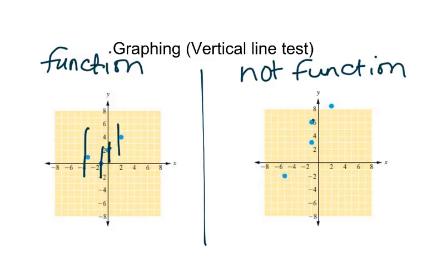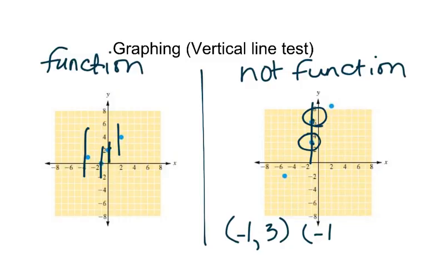Because when I look at these two data points, I can draw a vertical line and touch two of the data points. That means that it's not a relation where one input goes with exactly one output. Let me show you what I mean. If you take a look at this and I turn these into ordered pairs, this point right here would be (-1, 3). And this point here would be (-1, 6). Again, if you notice, there are two x values that are the same.